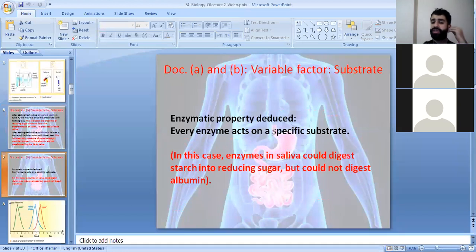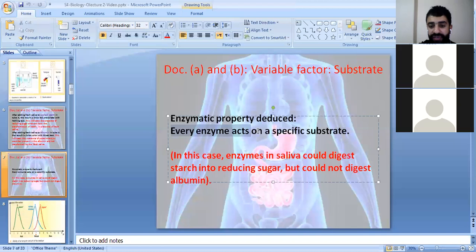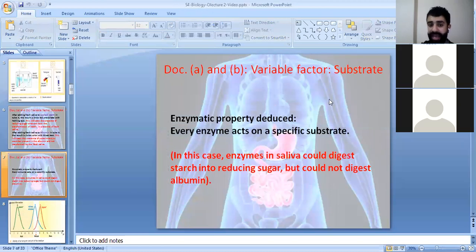So here we can deduce that every enzyme works or acts on a specific substrate. In this case, the enzyme in saliva, salivary amylase, can digest the starch into reducing sugar, but it cannot digest albumin. So every enzyme works on a specific substrate. That's the first property of enzymes.